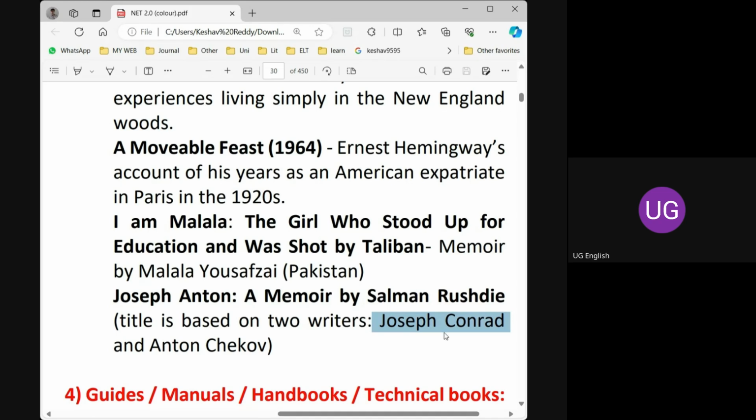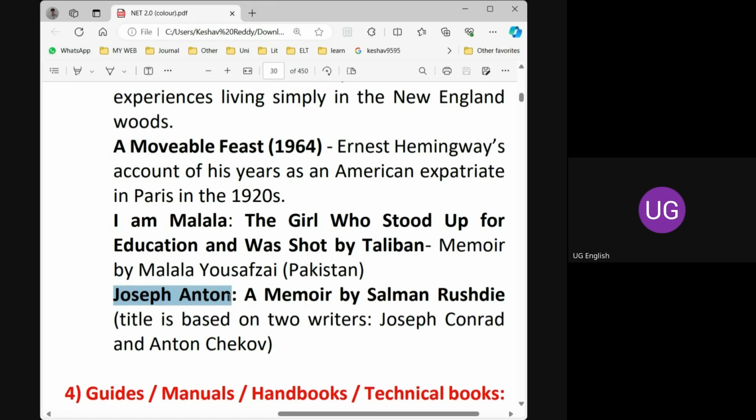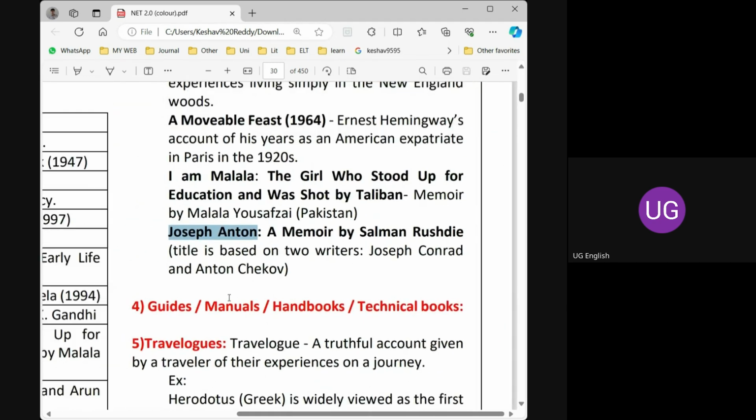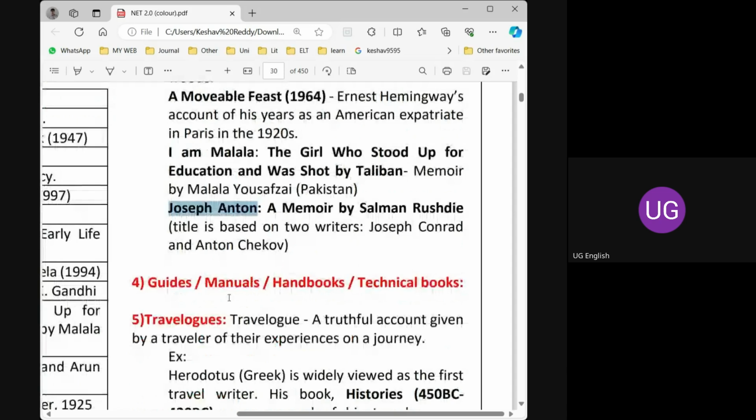Please note these two important words. Anton is nothing but Anton Chekhov. He's a Russian writer, and Joseph Conrad is a Polish-born English writer. So Joseph Anton is an amalgamation of two writers' names, Joseph Conrad and Anton Chekhov. This may be asked in the examination. Please have a look at this word.